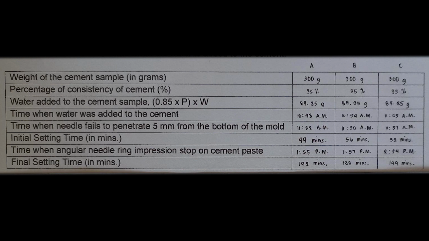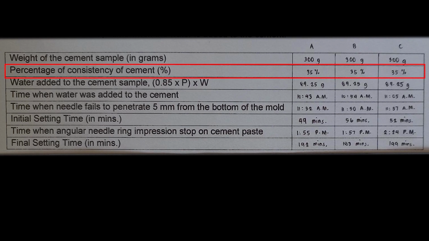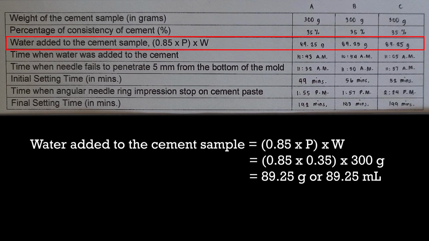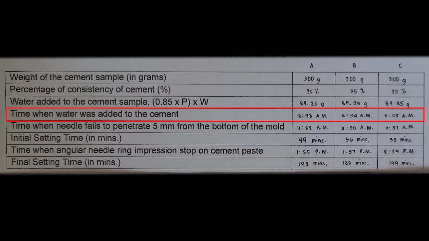These are the tabulated data from our 3 trials of Vicat test labeled as A, B, and C. The weight of the cement sample is 300 grams each trial. The percentage of consistency of cement is 35% each trial. The water added to the cement sample is determined by the formula 0.85 multiplied to P, which is 35%, and multiplied to the weight of the cement, which is 300 grams, that yields 89.25 grams of water for each trial. The times when water was added to the cement are 10:43 a.m., 10:54 a.m., 11:05 a.m. respectively.